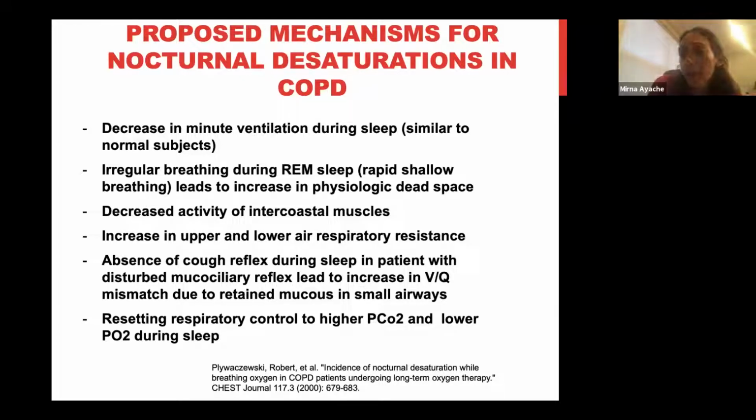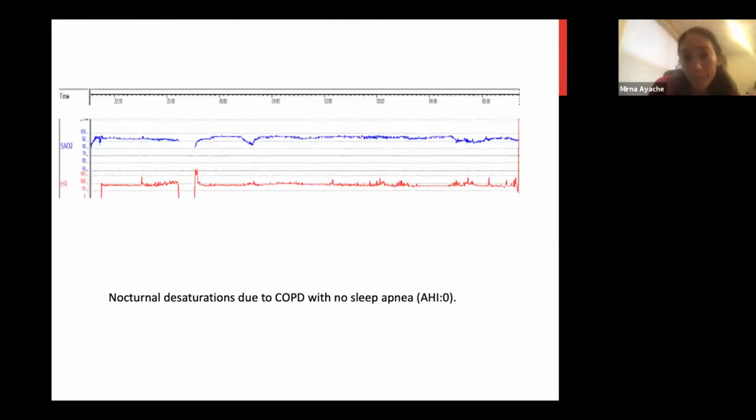There is some evidence that during sleep, there is also an increase in airway resistance, upper and lower. There is absence of cough reflex, and so there is some more mucus plugging and perhaps an increase in VQ mismatch due to retained mucus in small airways. And there is resetting of the respiratory control to higher PCO2 and lower PO2 during sleep. And this is an example of a patient who did not have any sleep apnea and just desaturated here.